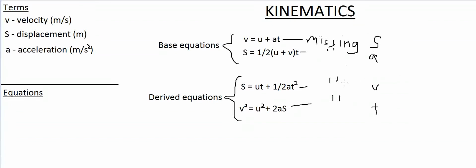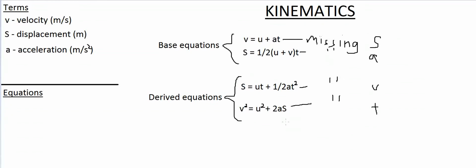So in the question, you must identify all the quantities. You will try to identify all the quantities, and there's always going to be some quantity that's missing. From the quantity that's missing, you can select the best equation to use, one that does not have the missing quantity that you do not need to calculate, and just do it.